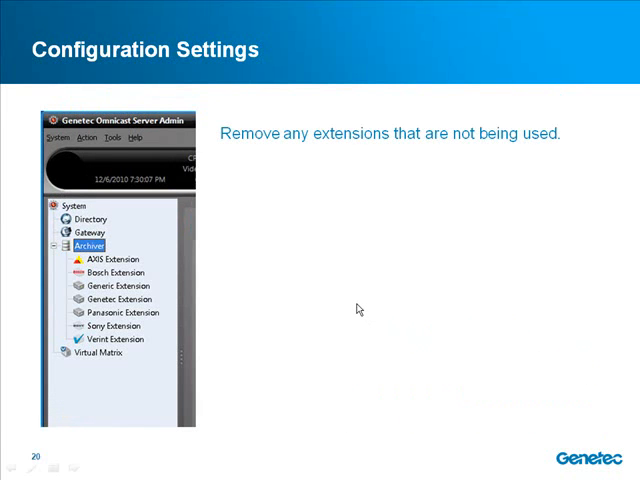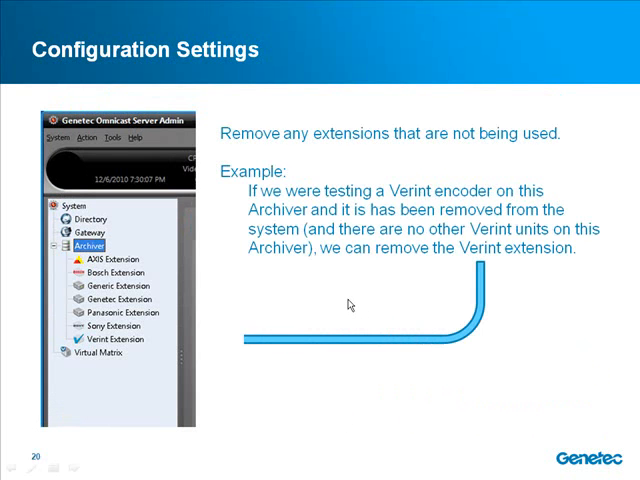Another recommendation to improve the overall performance of the system is to only add the extensions for the units you need to use with the archiver. Any additional extensions will take up resources on the server. So we can see in our example here, if we had a variant unit on the system, and we've removed that unit from the archiver, and we have no other variant units, we can actually go ahead and remove that extension there.